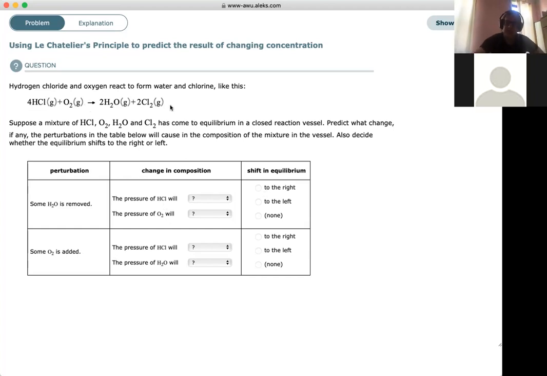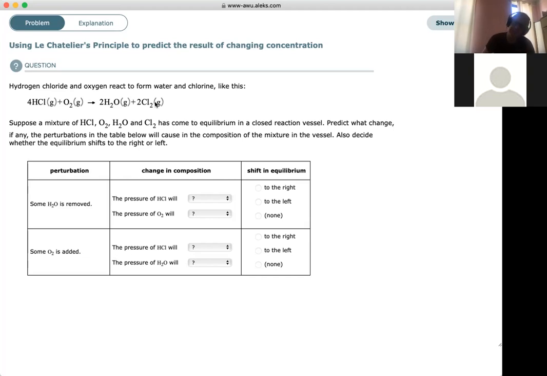The right is the product side. We're replenishing the H2O, and you're going to produce more Cl2 also. Okay, some O2 is added. So now here's some O2. We're going to add some of this, right? Adding O2 is going to accelerate the reaction rate in the forward direction, right?